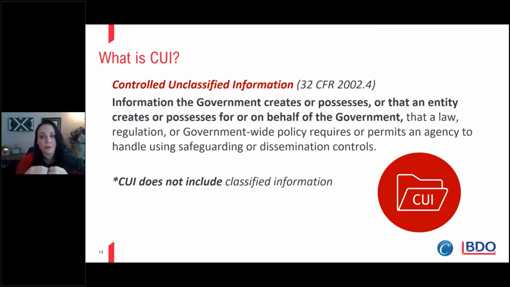Having this first and foremost understanding of what CUI is going to help you establish what we're talking about today, which is establishing a CUI program and documenting that. And this takes a lot of coordination with your contract authorities to have a great and well-informed understanding of what the CUI is on your specific contract.